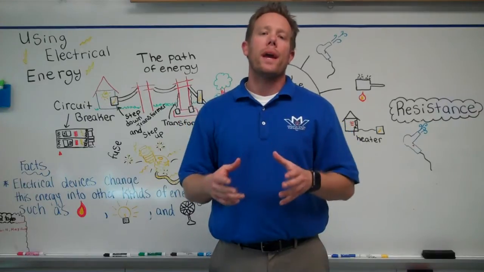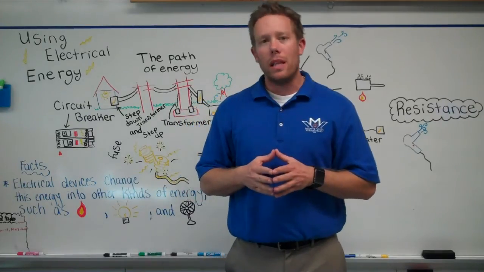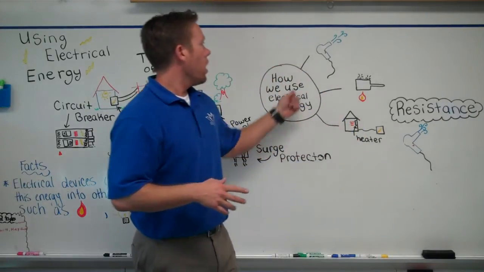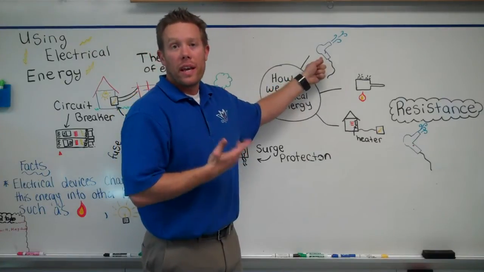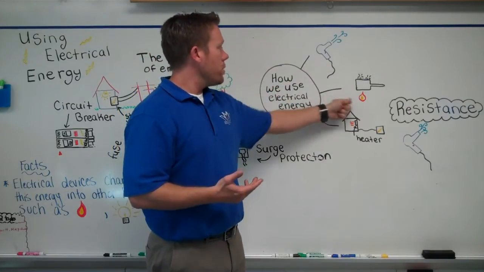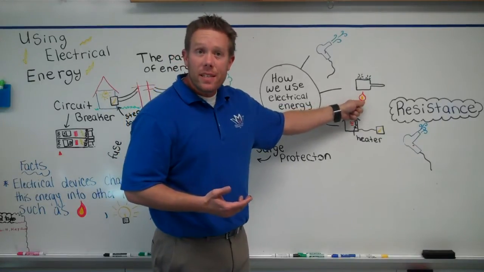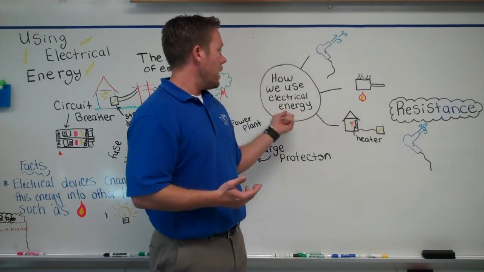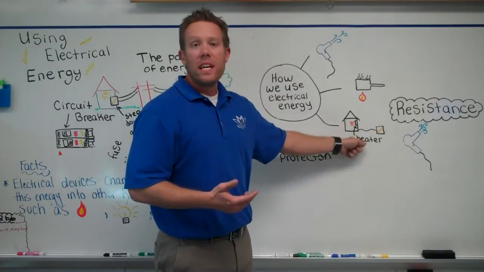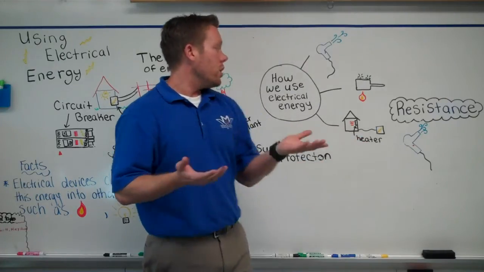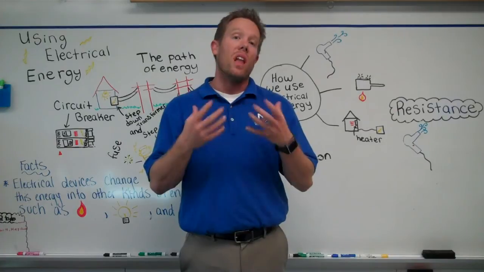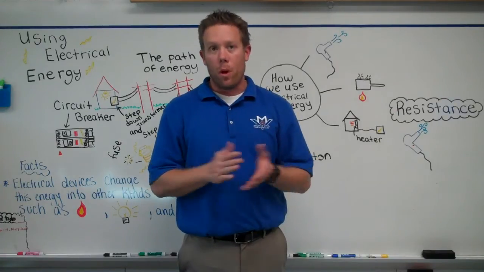Now there's different ways that we use electrical energy. Okay, we use electrical energy like in blow dryers. We use electrical energy to produce heat. And we use electrical energy to heat our homes. We use electrical energy to light our houses using light bulbs.